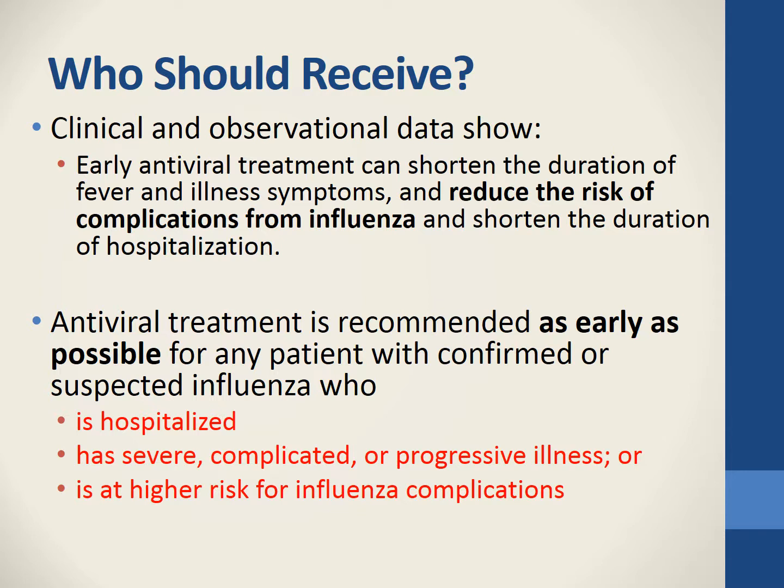So currently the CDC recommendations note that antiviral treatment is recommended as early as possible for any patient with confirmed or suspected influenza for these three patient populations: those who are hospitalized, patients who have severe, complicated, or highly progressive illness, or those who are at higher risk for influenza complications. So your immunosuppressed patients, patients with underlying lung disease, etc.